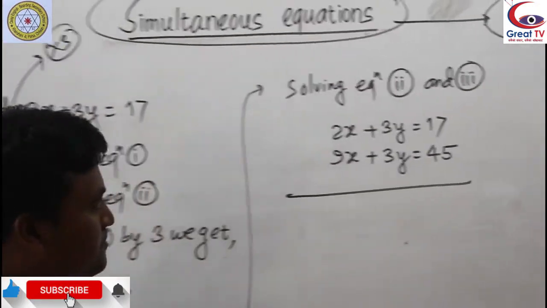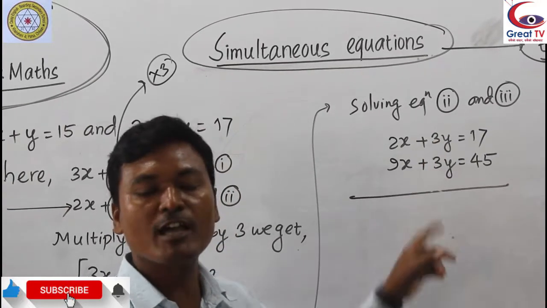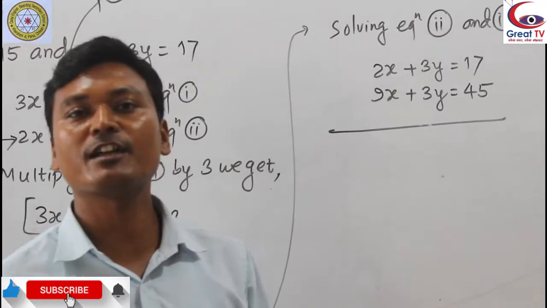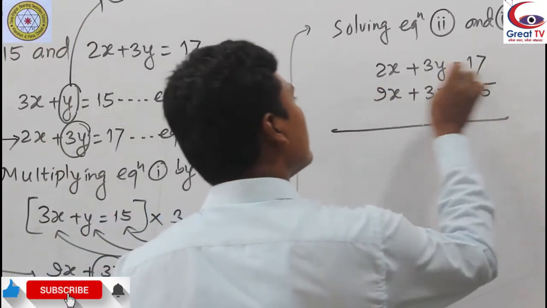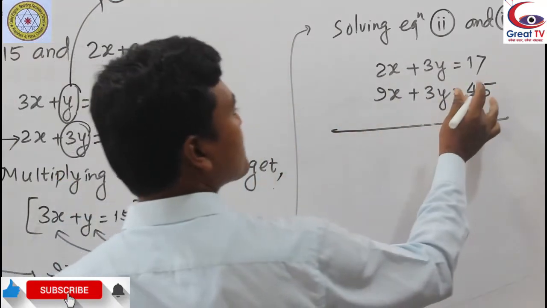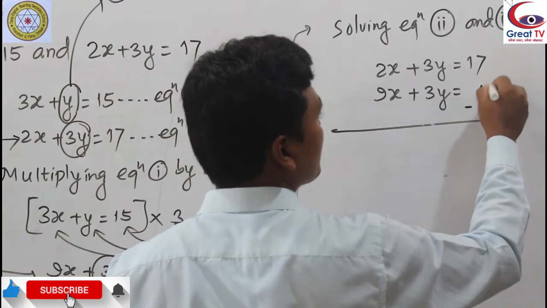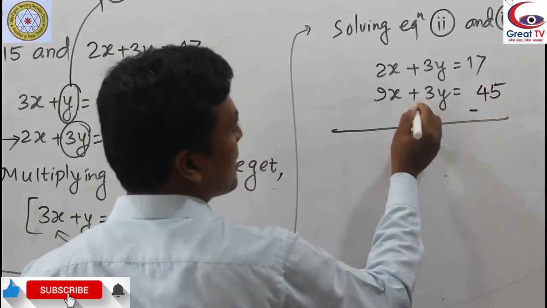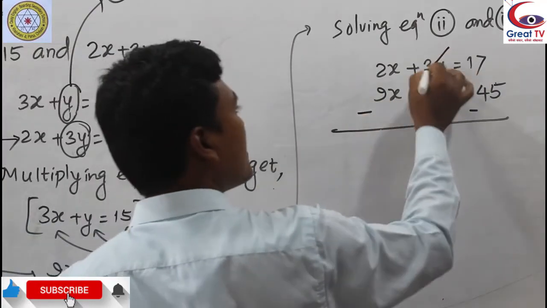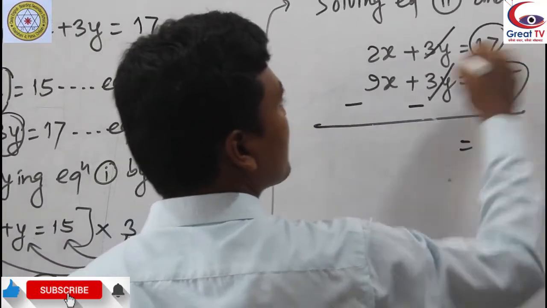Okay, let's solve it. We have here plus 3y, here plus 3y. Plus 3y, plus 3y, we can't cancel. So we should subtract. To subtract, we should change the signs of the terms of the second equation which is written downside. Here is plus 45, minus 45. Write it aligned: plus 45 minus 45, plus 3y minus 3y, plus 9x minus 9x. And plus 3y minus 3y cancel, equals 17 minus 45.